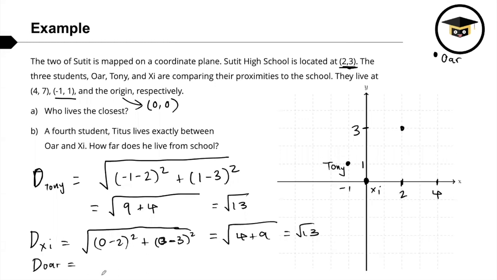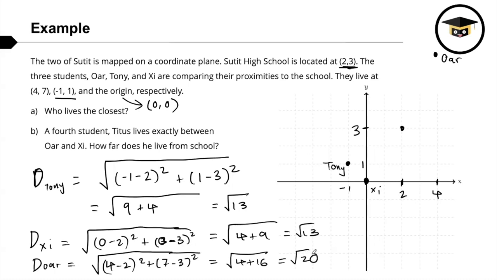So we have square root of 4 minus 2 all squared plus 7 minus 3 all squared. That turns out to be 4 plus 16, which is equal to root 20. So it turns out that Tony and Z are equally as close to the school.